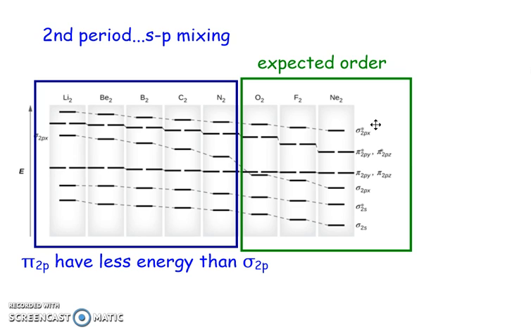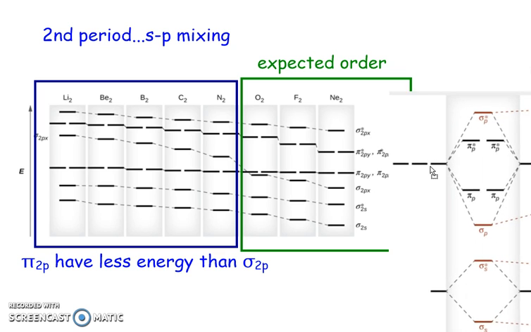However, that only happens for oxygen, fluorine, and neon. Before that, the sigma 2px actually has more energy than the pi 2p orbitals. So instead of the normal order of having the sigma before the pi, we have the sigma for the s's first, but then the pi for the p, and then the sigma for the p. So the pi 2p actually have less energy than the sigma 2p for lithium through neon.